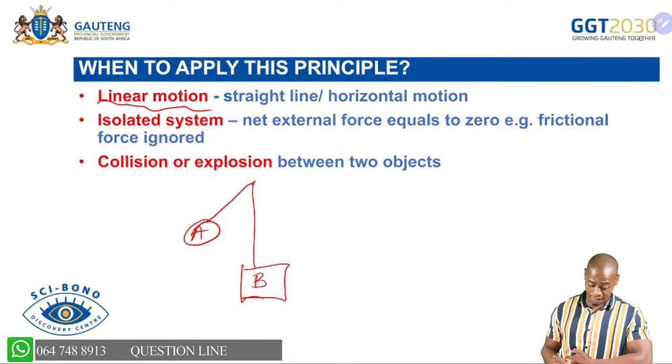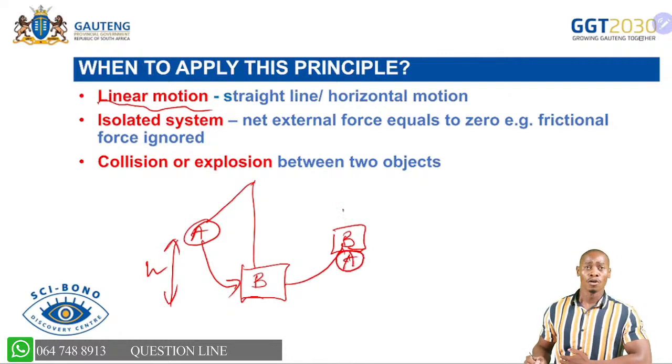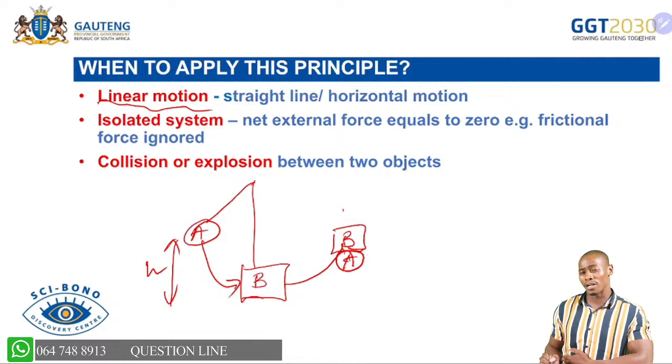Let's say A swings from this height to point B, to object B. So A collides with B, and then A and B become embedded in each other, and they swing like this, for example. So you have B, and then you have A. Some learners, because they can see that there is collision here, will think of applying the principle of conservation of linear momentum.